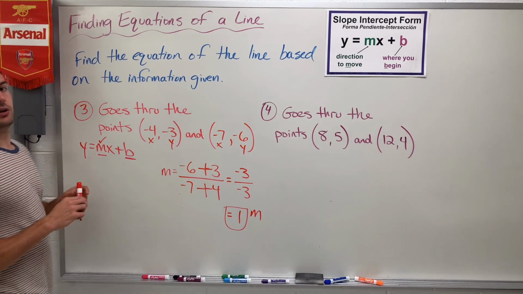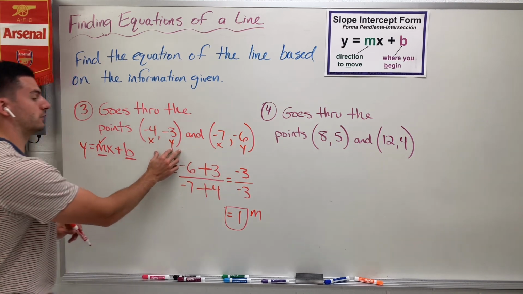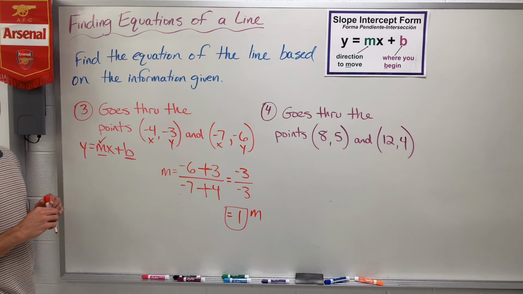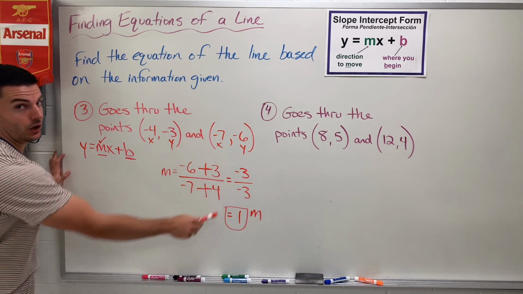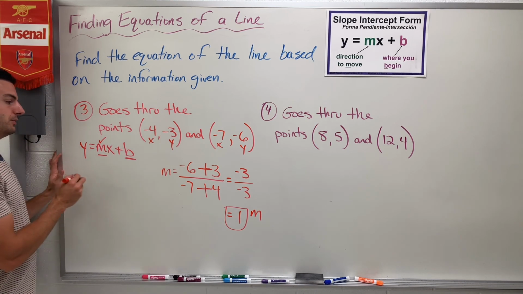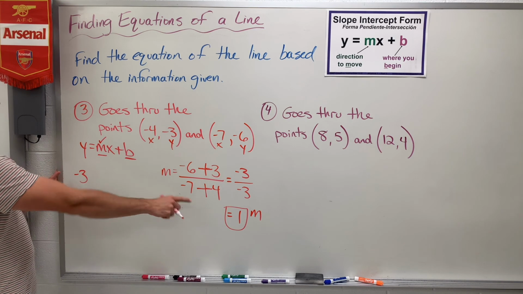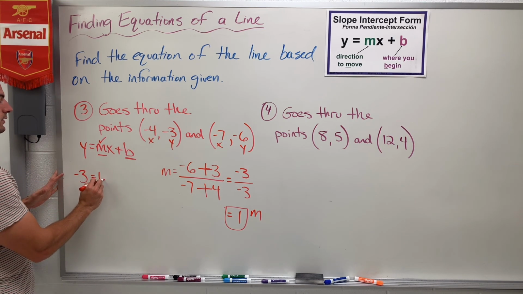You can pick either one of these points. It doesn't matter because both of these will work. I usually pick the one with the lower numbers, because that's a little easier to deal with. My m, my x, and my y are all going in here, just like the original problems that we did. So -3 in for y, 1 in for m, and -4 in for x.